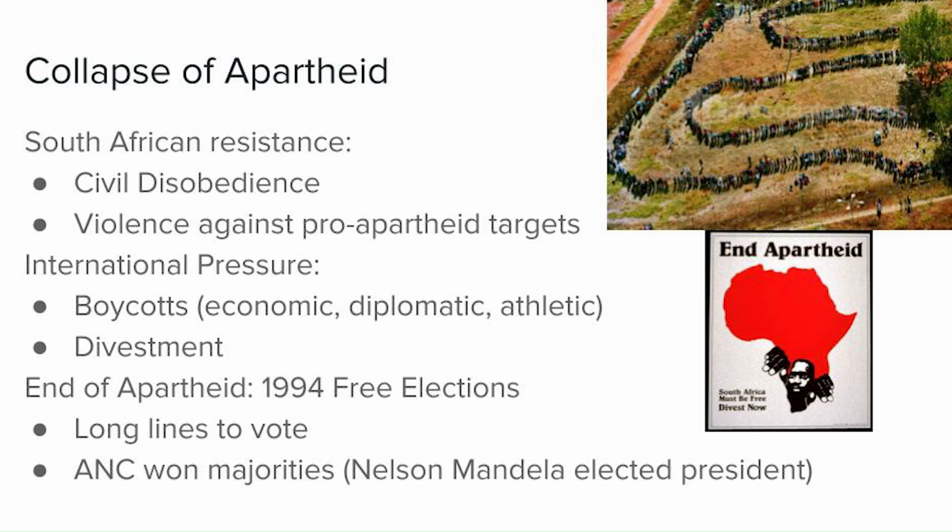So you can imagine there were long lines of people waiting to vote, and there was a long ballot with a lot of people running for office with the attempt to be the first leader of the newly free South Africa. The ANC won a majority of seats in the parliament, and Nelson Mandela was elected the first Black president of South Africa in 1994.